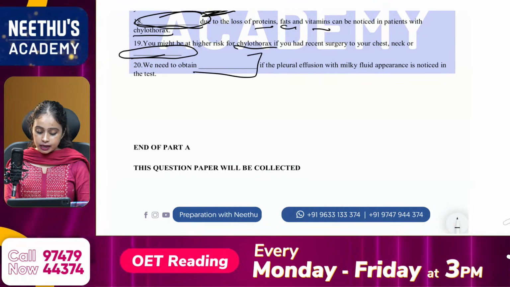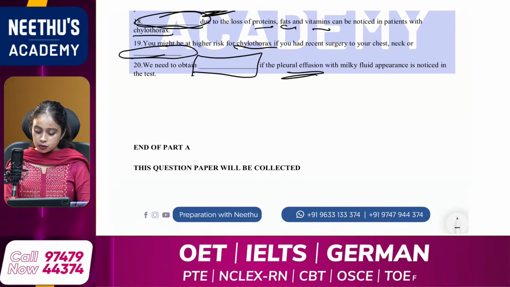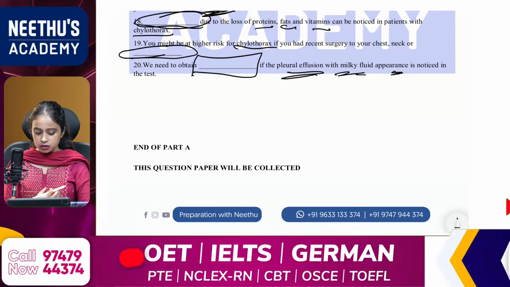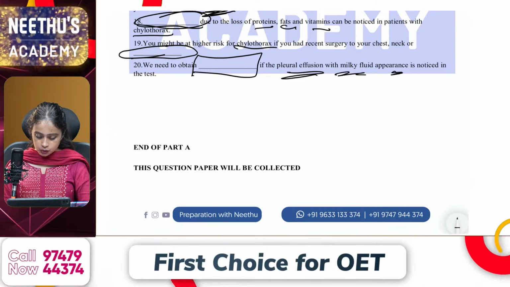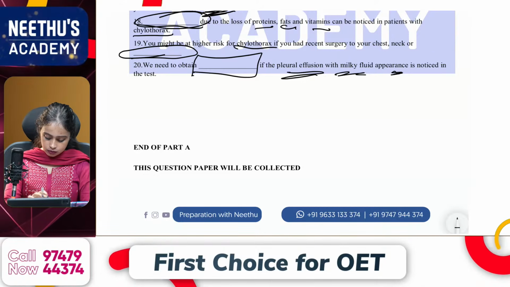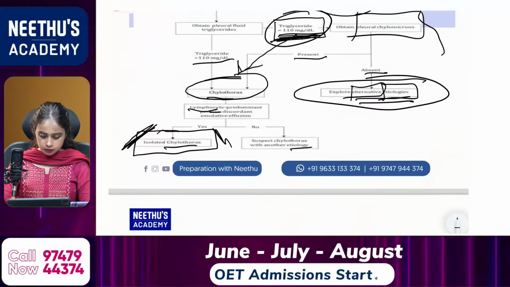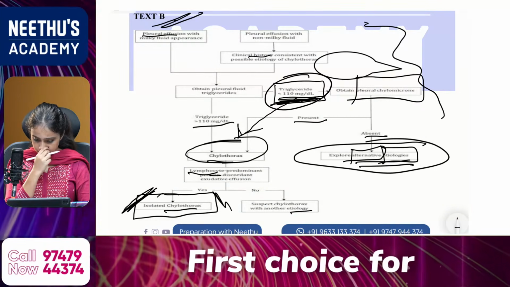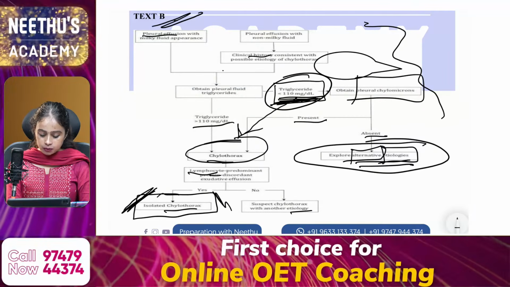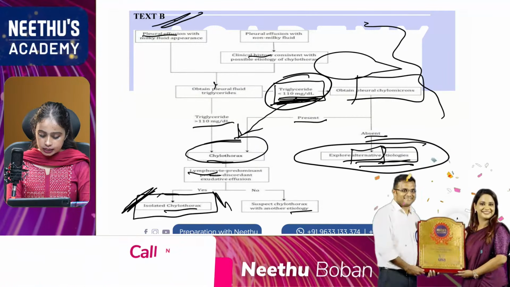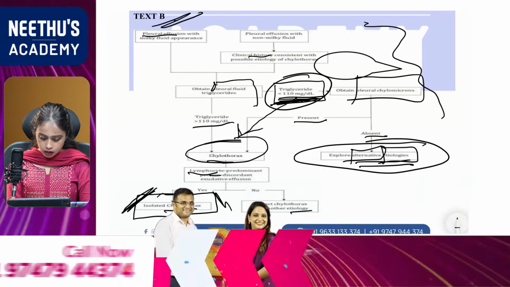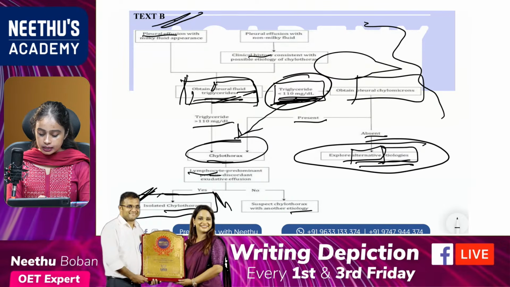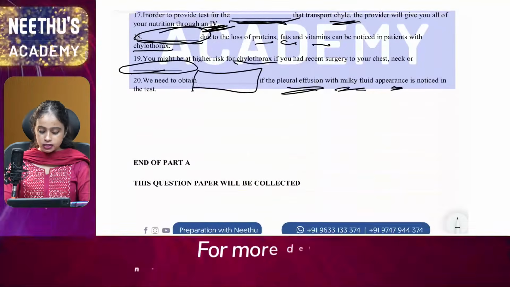The last one. We need to obtain dash if the pleural effusion with milky fluid appearance is noticed in the test. So what is the answer? What is the missing word there? Okay, so answer should be from text B. Okay, so that is mentioned here, pleural fluid triglycerides. It should be the answer. Answer should be pleural fluid triglycerides. Okay, so that is the correct answer.